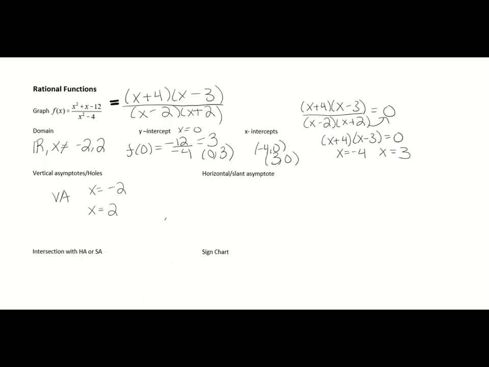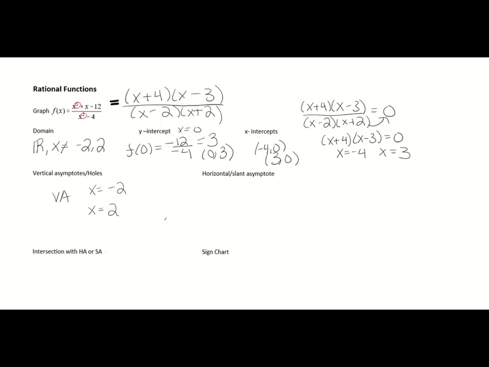Every factor in the denominator doesn't cancel, so you have 2 vertical asymptotes, one at negative 2 and one at positive 2. Now, your horizontal or your slant also go together because if you have a horizontal, you will not have a slant and vice versa. A slant asymptote happens when the degree of the numerator is more than the bottom. Here, actually, our degrees are the same. The degree of the top is 2, the degree of the bottom is 2.